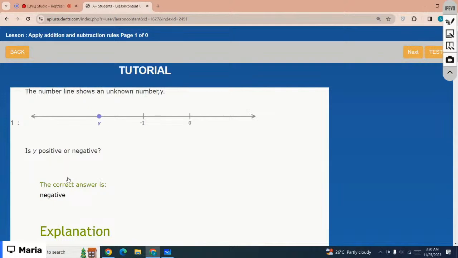Okay, the number line shows an unknown number y. Is y positive or negative, which is the correct option? You just have to see the position of the zero, right? You can see here is zero, and the number is on the left hand side of zero, right? That means y is negative because that is on the left hand side of zero, and on the left hand side of zero, all the numbers must be negative, right?